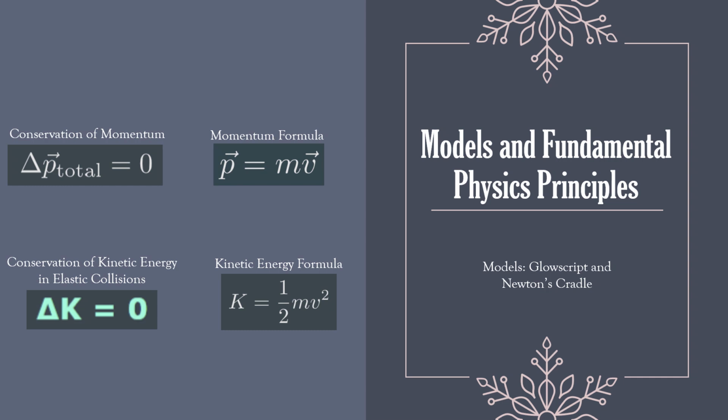The conservation of momentum formula was used to ensure that the final momentum of the system was equal to the initial momentum of the system. And then the momentum formula itself was used to calculate the individual momentums of each ball. The conservation of kinetic energy formula was used to ensure that the initial and final kinetic energies of the system were equal, proving that this was an elastic collision, and then the kinetic energy formula was used to find the individual kinetic energies of each ball.